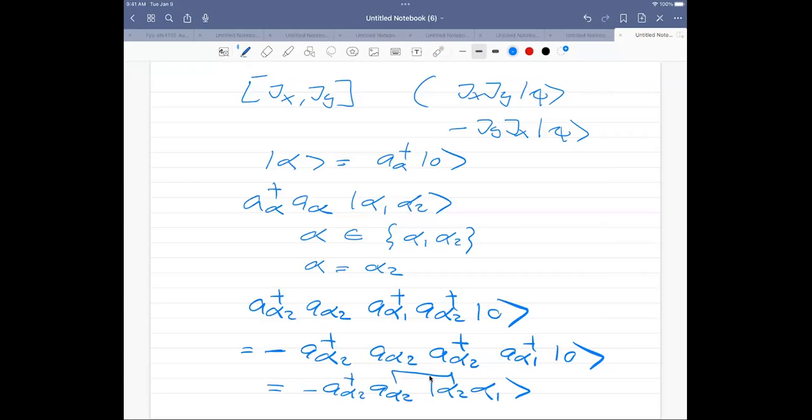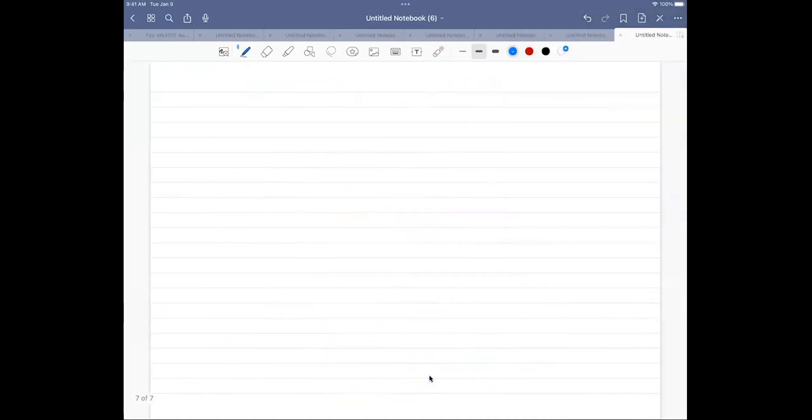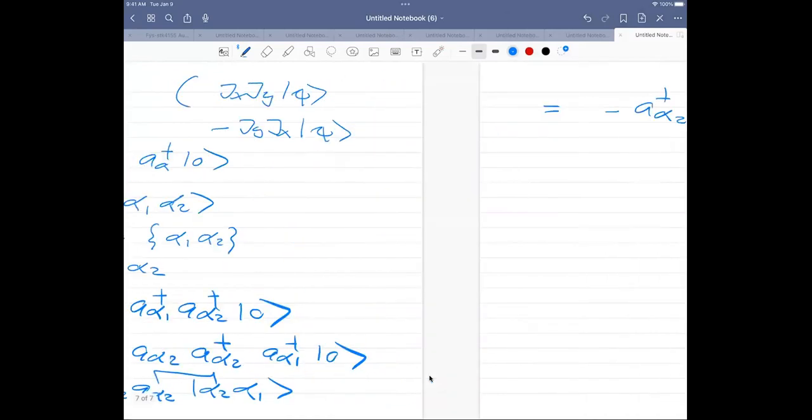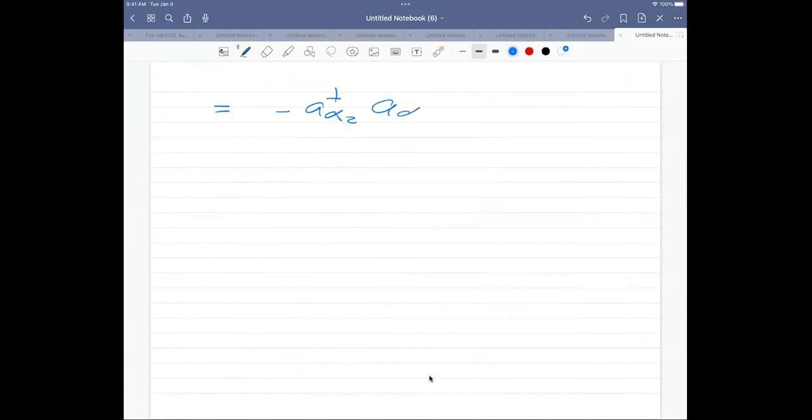If we now move to the next page. So what we have now is the following. We have minus A alpha 2 dagger. And then I have taken away alpha 2 here, and I have alpha 1. So I have multiplied this with A alpha 1 dagger acting on 0.